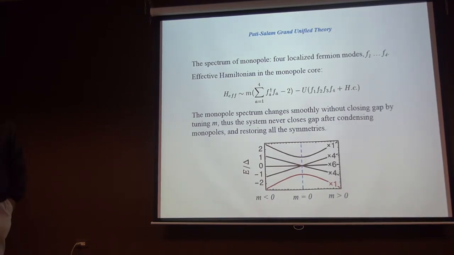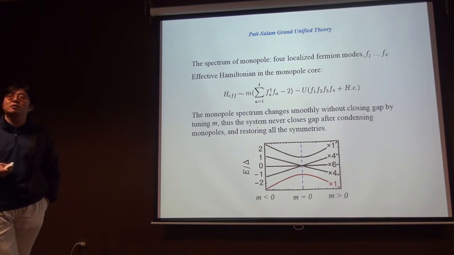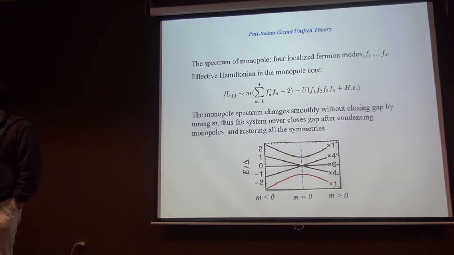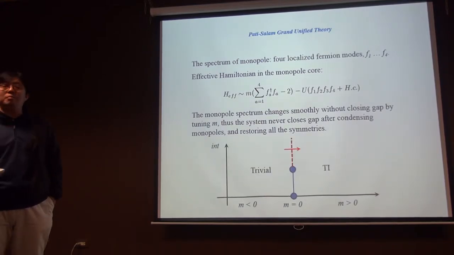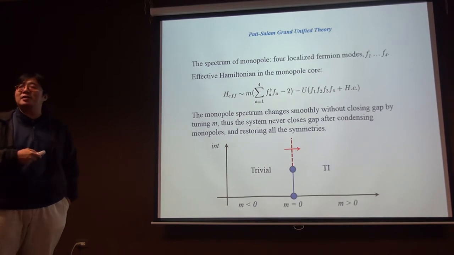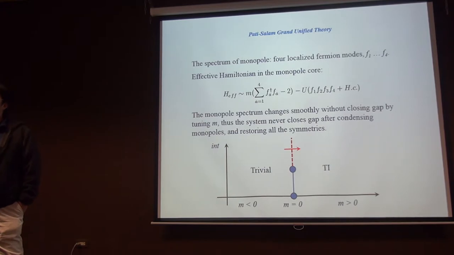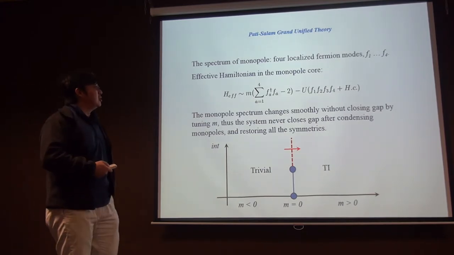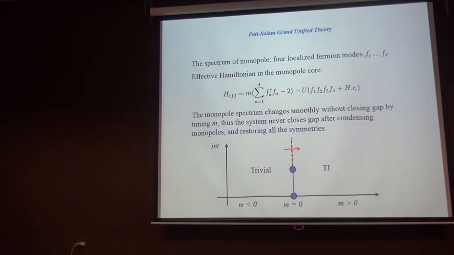So it always remains a singlet gapped boson spectrum, a boson state monopole core. In this case, I can condense the monopole to restore all the symmetry while preserving the gapped spectrum in this entire system. I can connect from this side to this side without closing any gap. This means that under interaction, the original topological superconductor I assumed actually will become trivial. This is the goal I wanted to achieve in the first place.